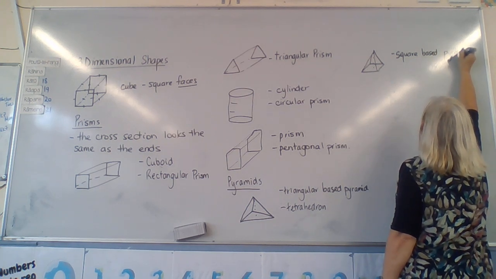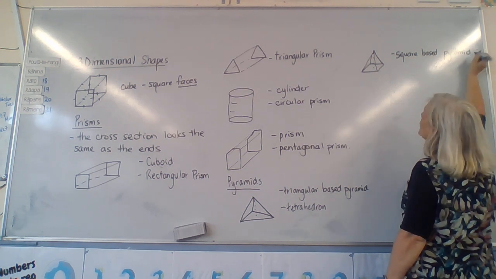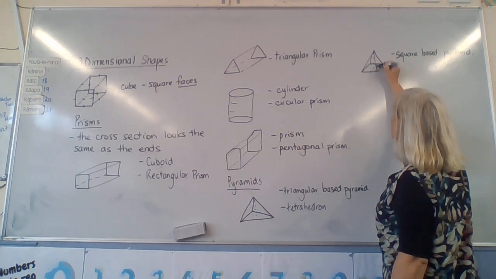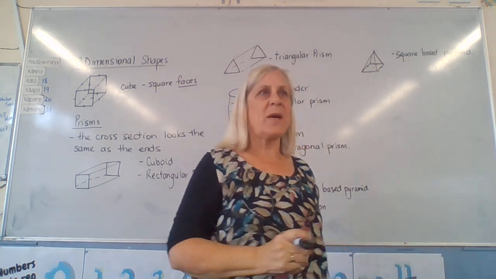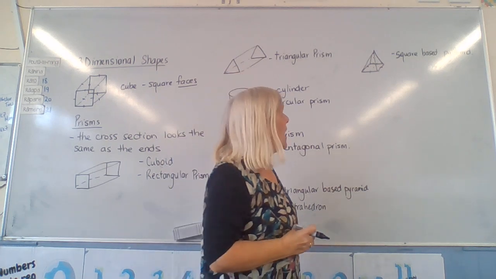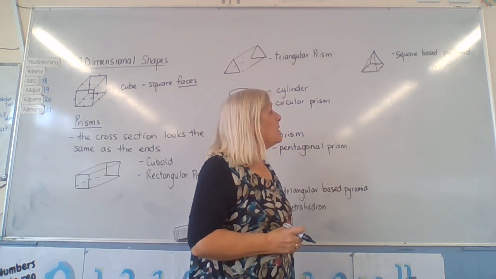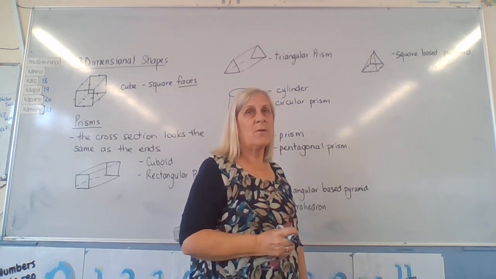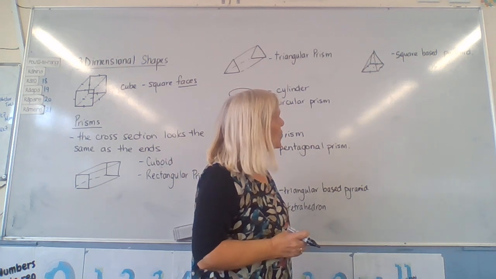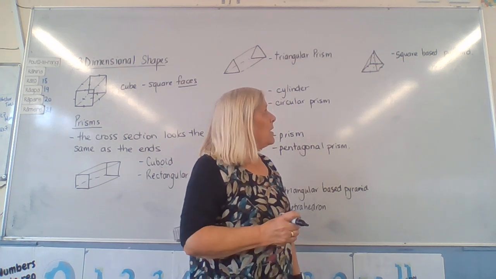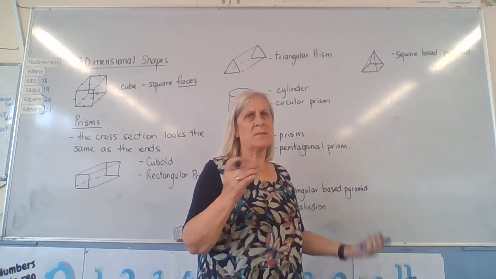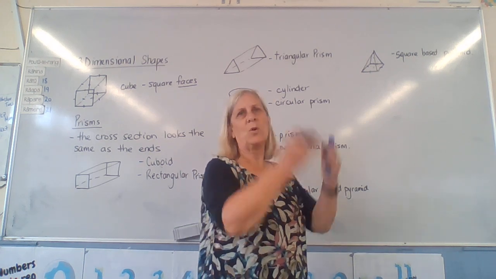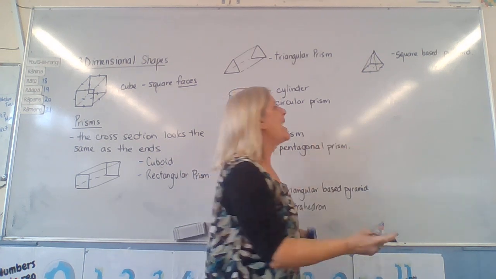You can see it doesn't look like a square on the bottom, and I've done that on purpose to enable me to be able to draw it. All right. The sides of that square-based pyramid at the moment are isosceles triangles. Right. There's one other such three-dimensional shape, all on its own, a sphere.